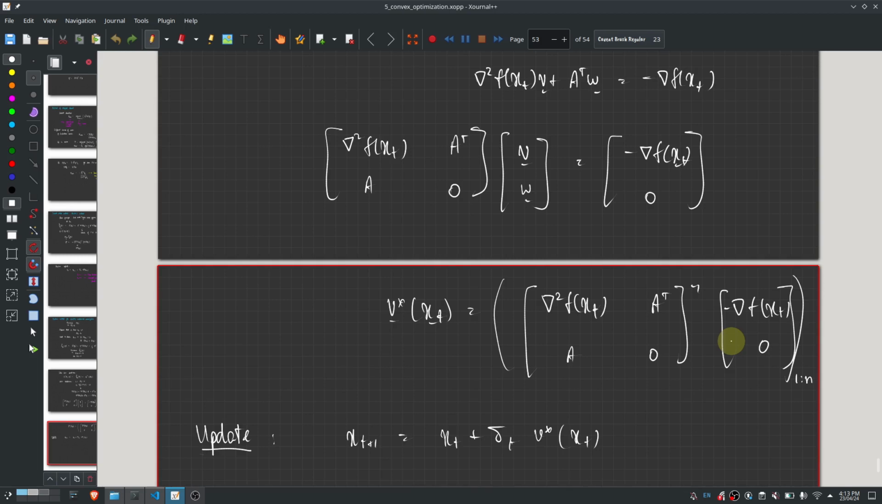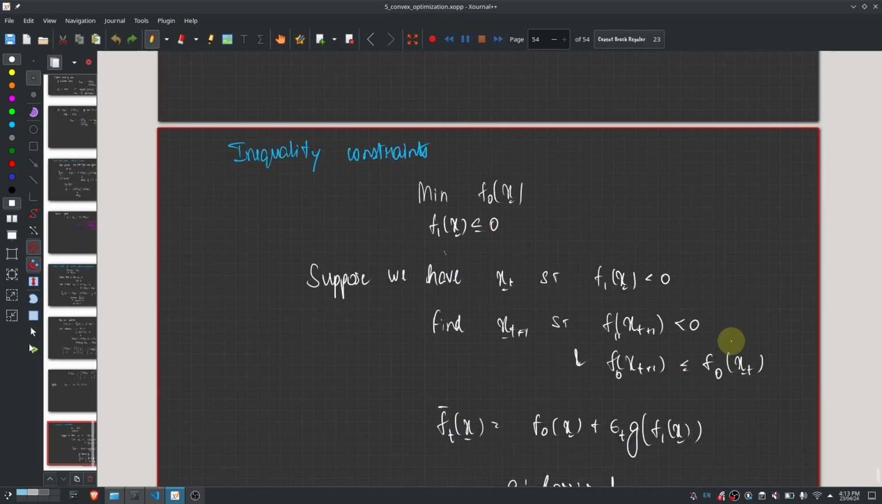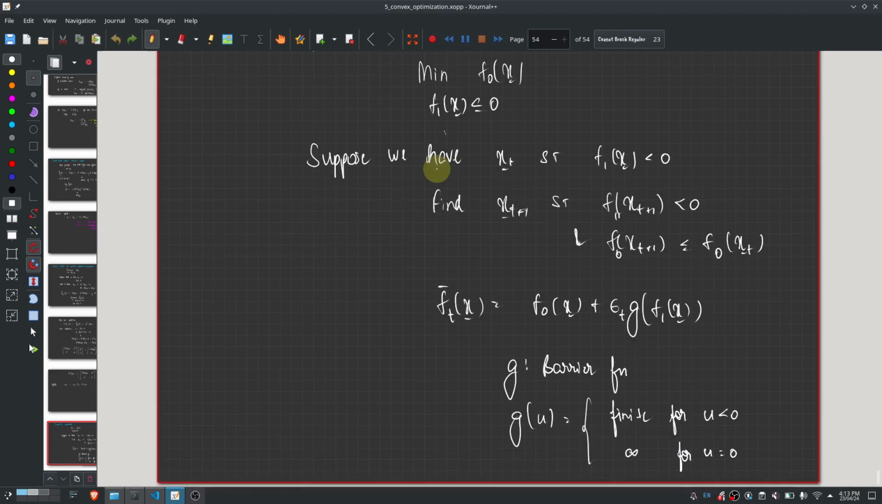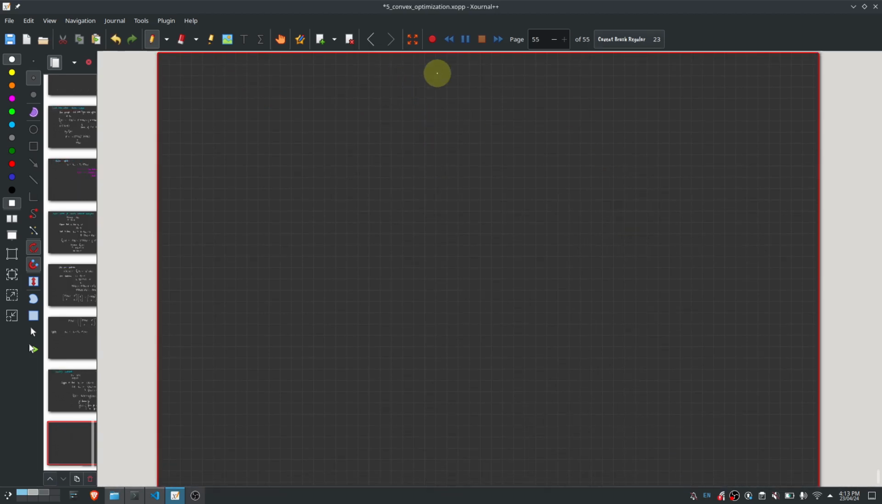So all of this only allowed us to solve equality constrained minimization problems. In today's class, we'll see how we can solve inequality constrained minimization problems. The class of problems we want to solve are those which can be expressed in standard form. So we want to minimize some f0 of x subject to some fi of x less than or equal to 0 and Ax equal to b.